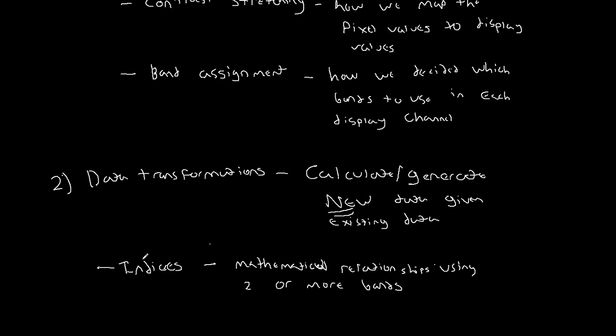But just again, the key takeaway from this is there's two different types of data enhancements. There's visual enhancements and data transformations. Visual enhancements control the way we see the data, but don't actually change it. And then data transformations actually calculate new data, right? They change pixel values.